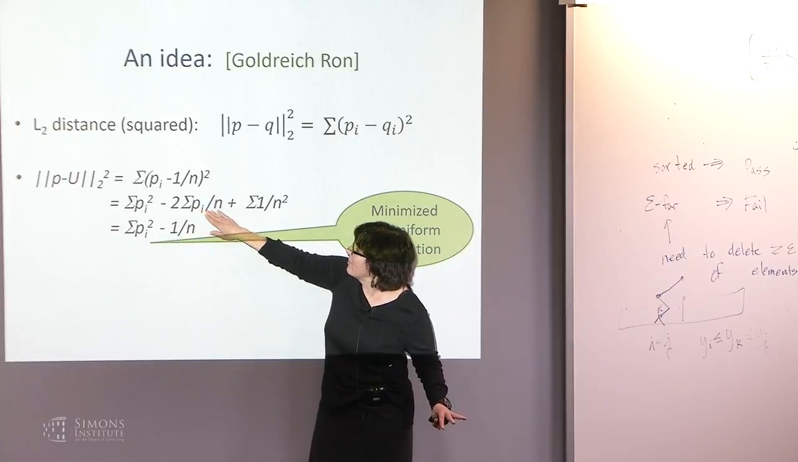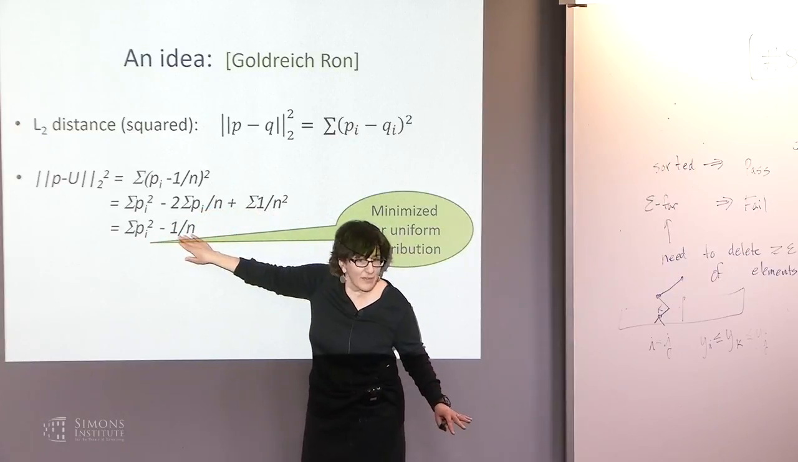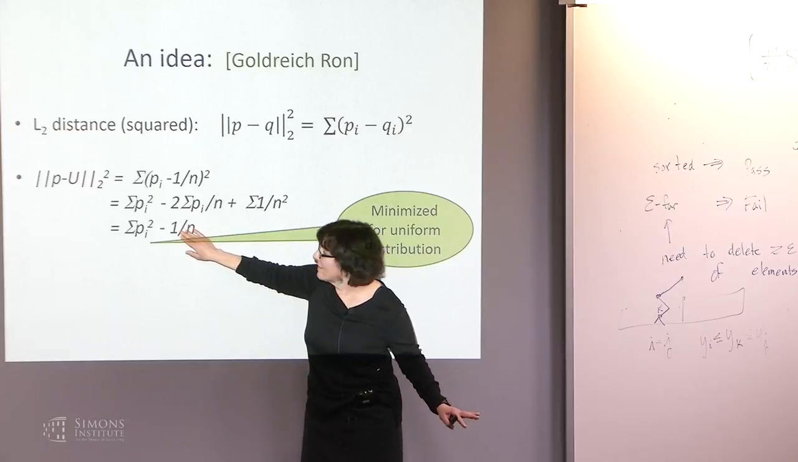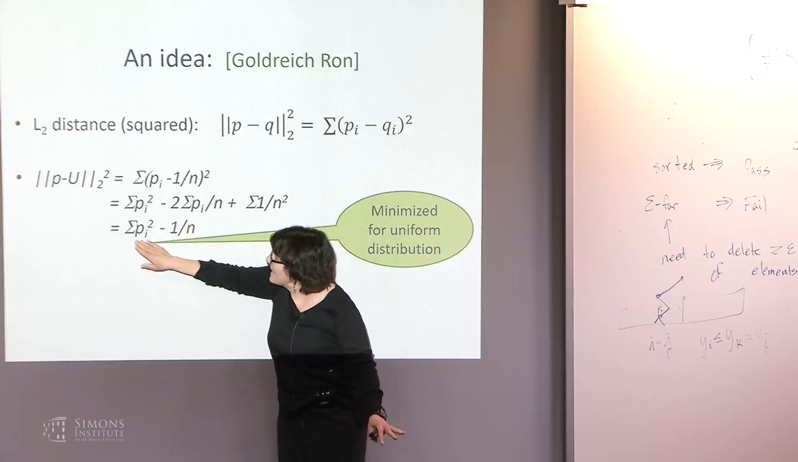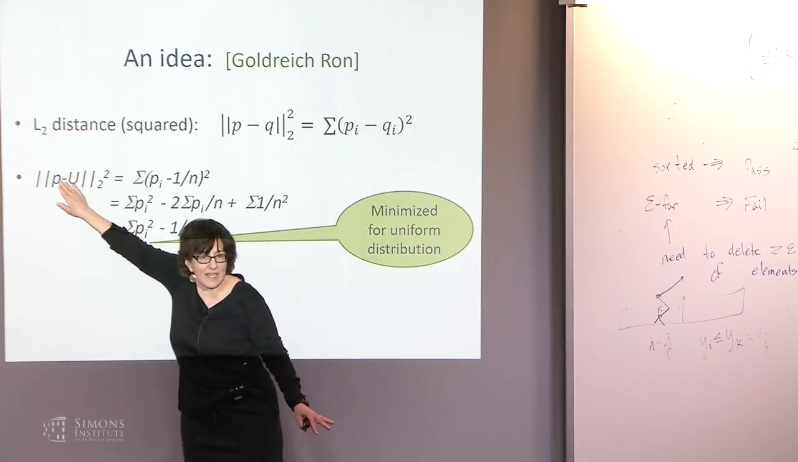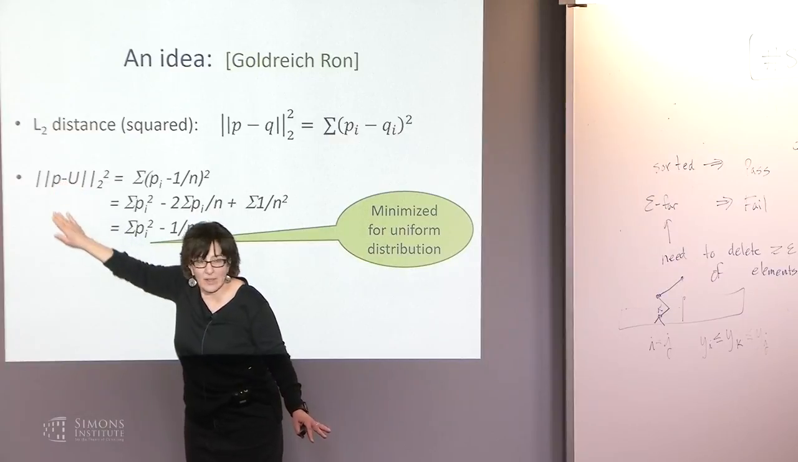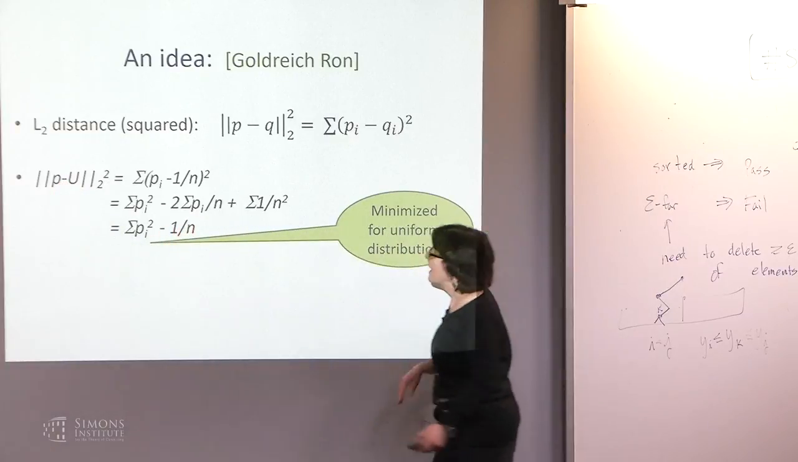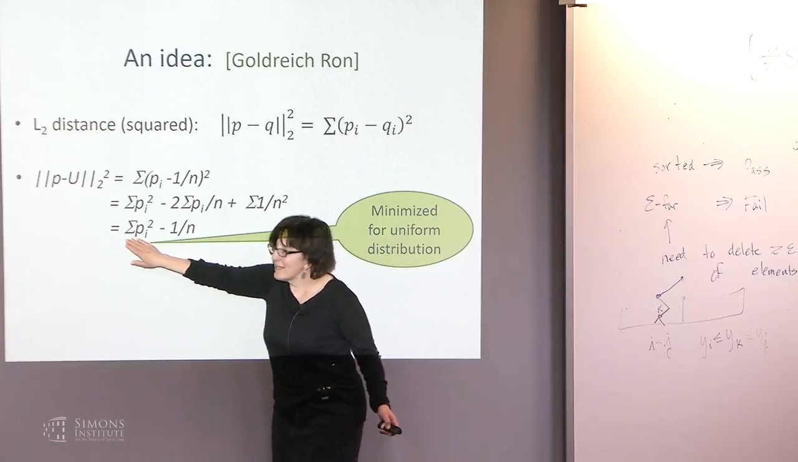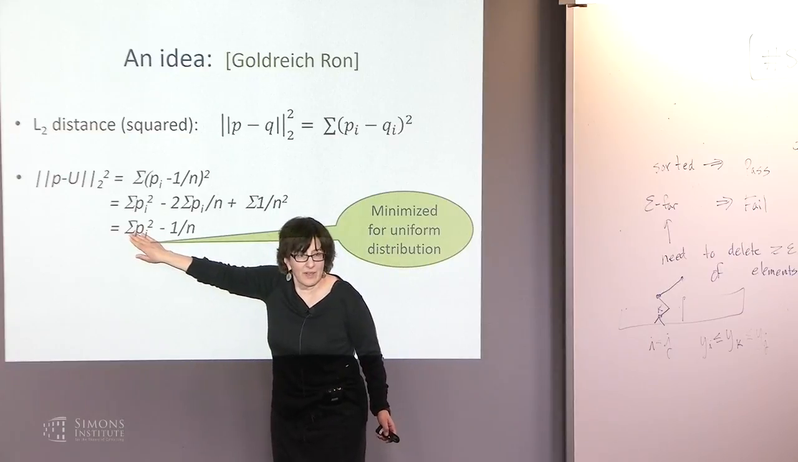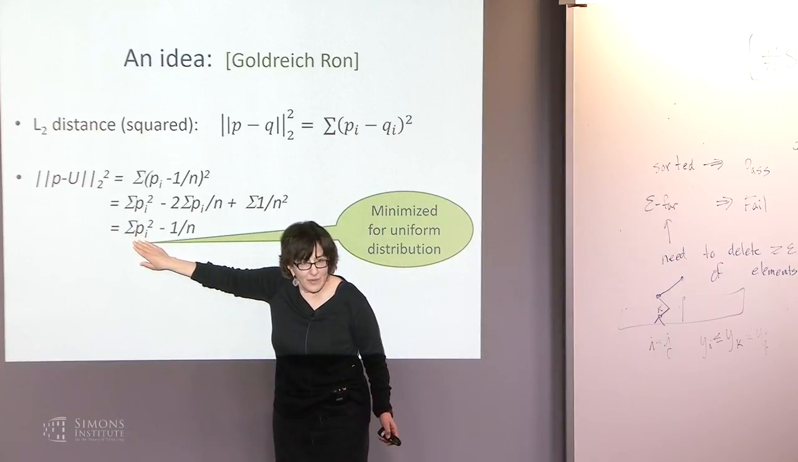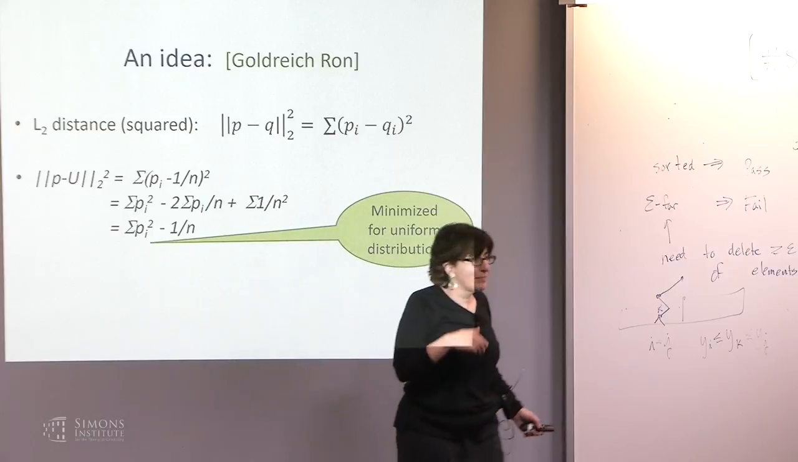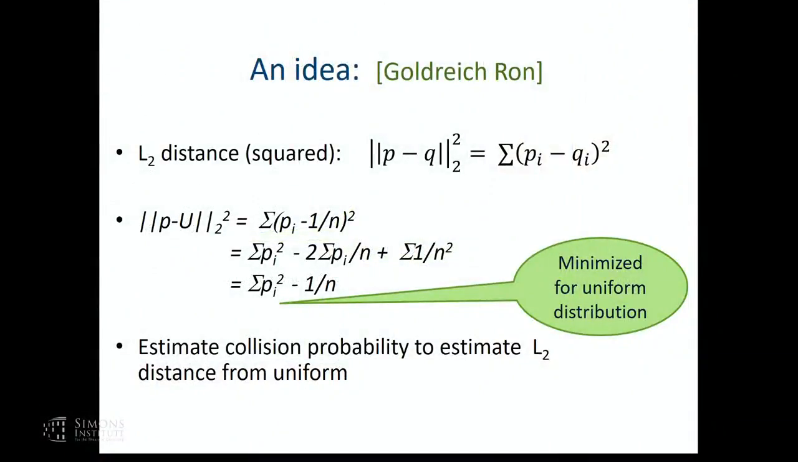This was minus 2 over n plus 1 over n, so it's minus 1 over n. I'm going to assume I know the domain size, so I know this. So I can estimate the collision probability to get an estimate of the L2 norm squared, because I know this. Furthermore, this quantity is minimized for the uniform distribution. This is exactly 1 over n for the uniform distribution. For any other distribution, it's bigger. So that's what we're going to do: estimate the collision probability. That's going to give us an estimate of the L2 norm squared.